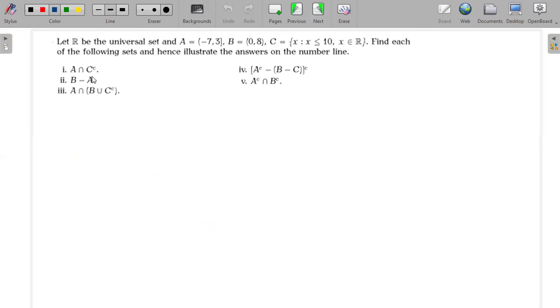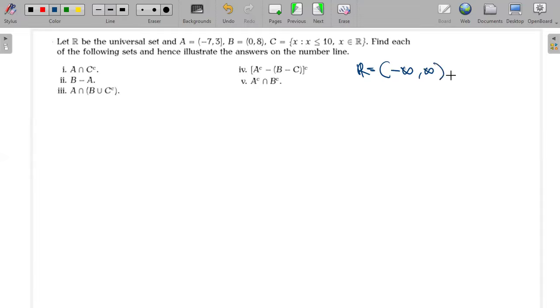Okay, next here, we are now moving on to looking at number lines. So they're telling us let R be the universal set. So R is the universal set that we are working with. So in interval notation, you denote R, the set of real numbers, to be from negative infinity to positive infinity, like that.